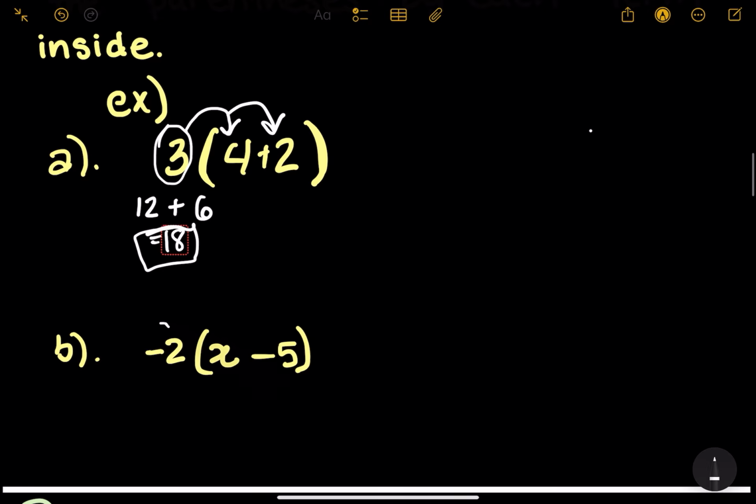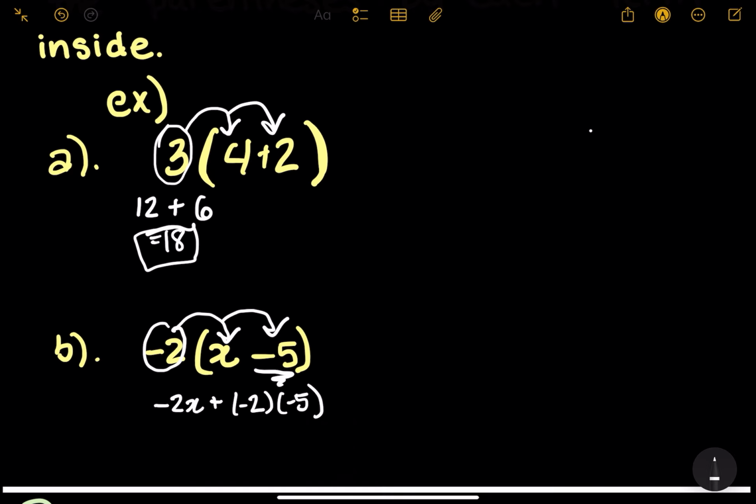Next, we have this. Take the negative 2, multiply it to the x, and then multiply it to the negative 5. Always remember to keep the sign in front of the number. Okay, so negative 2 times x gives us negative 2x, plus a negative 2 times a negative 5. That gives us a positive 10. So negative 2x plus 10.